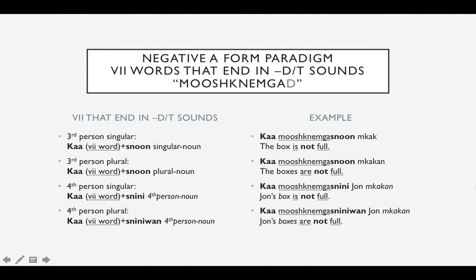Moving on to our fourth person plural. Ka moshnem gas ninewan John mkakan. And that means John's boxes are not full. So the way to tell the difference between singular and plural is you have to look at the ending of your verb. So snine means just one. Sninewan, plural.